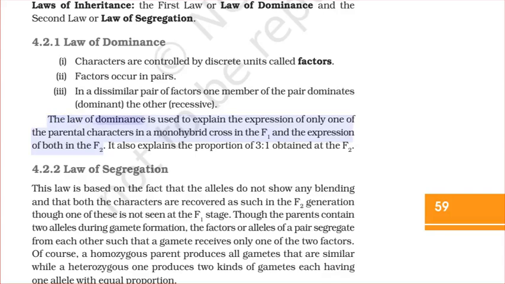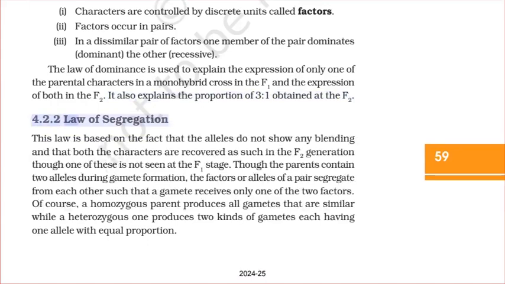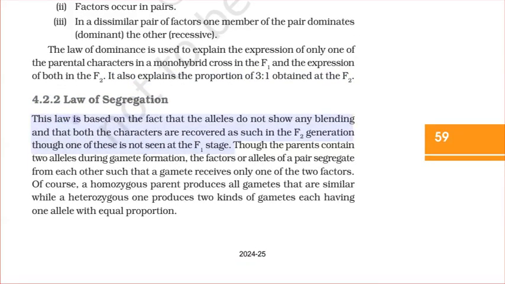The law of dominance is used to explain the expression of only one of the parental characters in a monohybrid cross in the F1 and the expression of both in the F2. It also explains the proportion of 3:1 obtained at the F2. Law of segregation: this law is based on the fact that the alleles do not show any blending and that both the characters are recovered as such in the F2 generation, though one of these is not seen at the F1 stage.